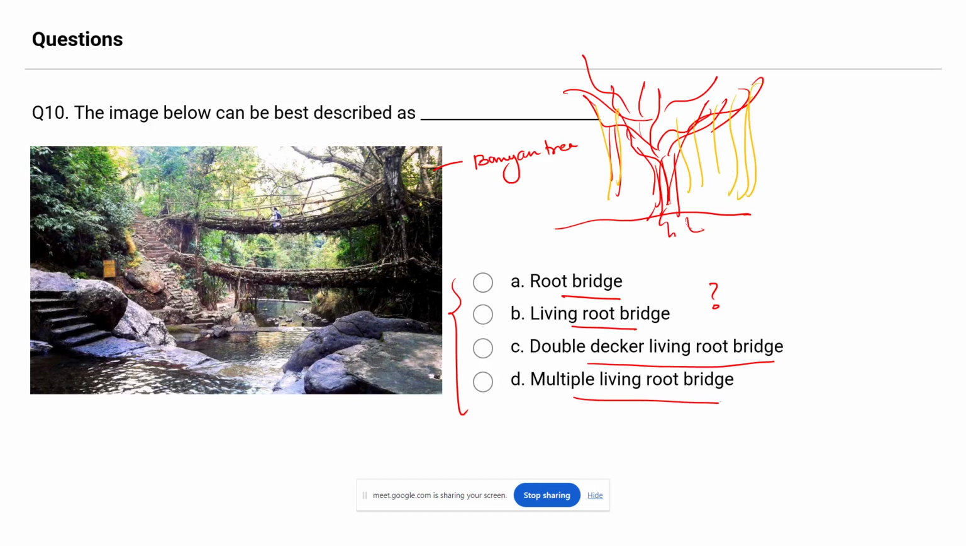And what the local people did was that they utilized the roots and meshed them in a way so that it started becoming like a bridge. So the roots started growing in that particular way. Then they added soil and stones and so on, so that it would gain strength. Right?